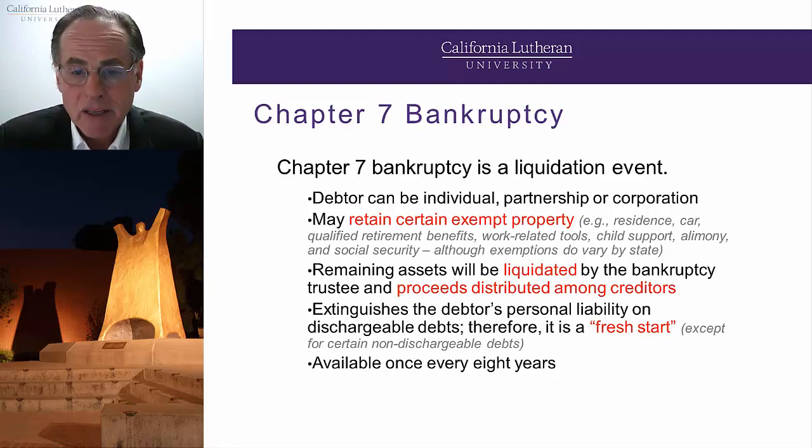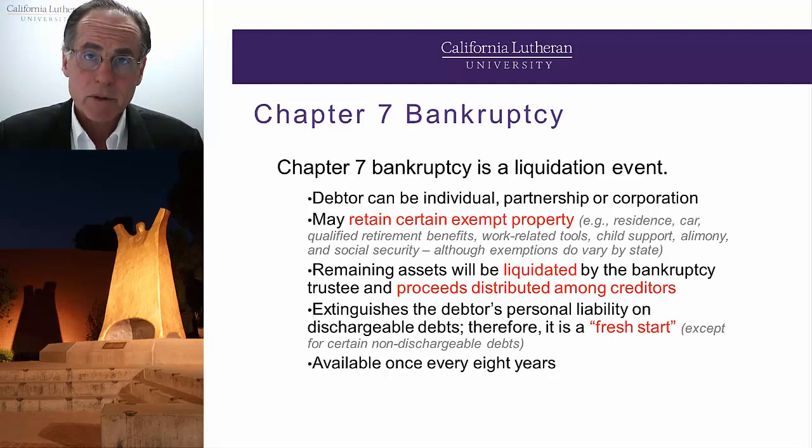Property that is typically exempt from liquidation includes a residence, car, qualified retirement benefits, work-related tools, child support, alimony, and Social Security. Note, however, that exemptions are not consistent from state to state. Remaining assets will be liquidated by the bankruptcy trustee and the proceeds distributed among creditors.